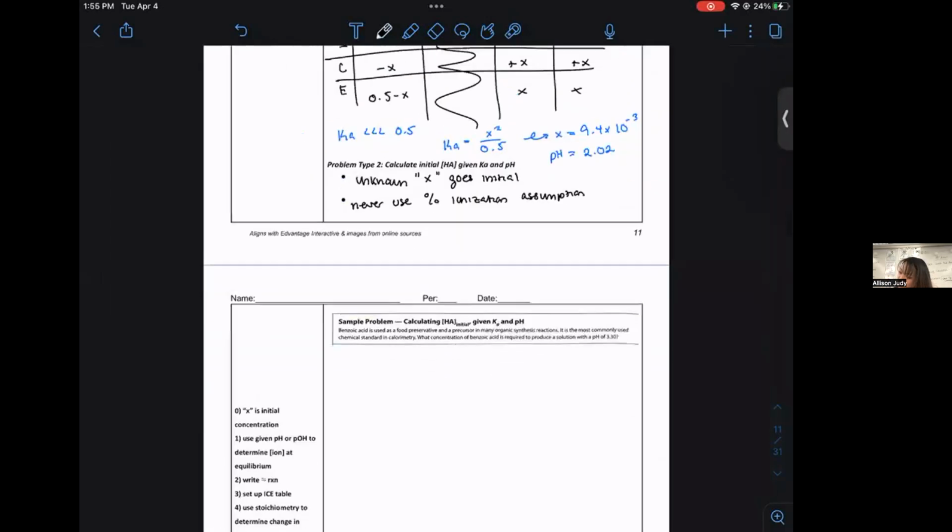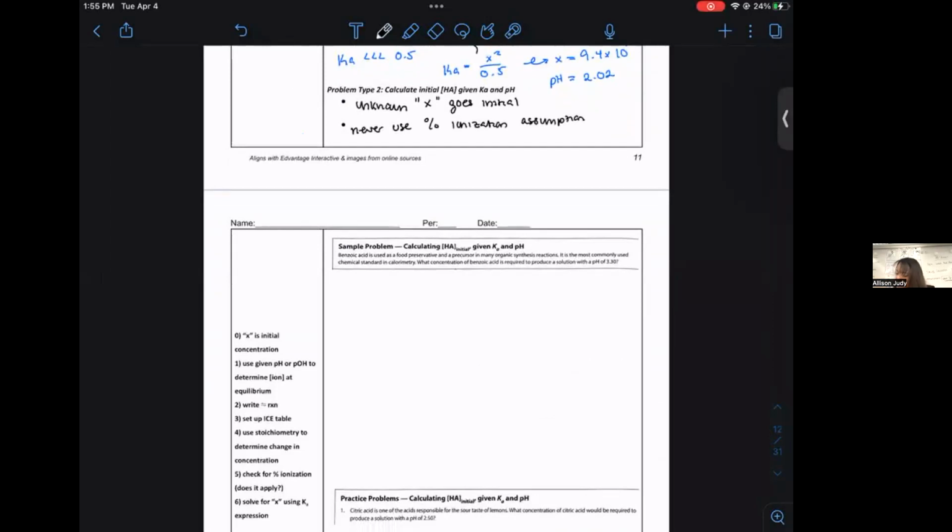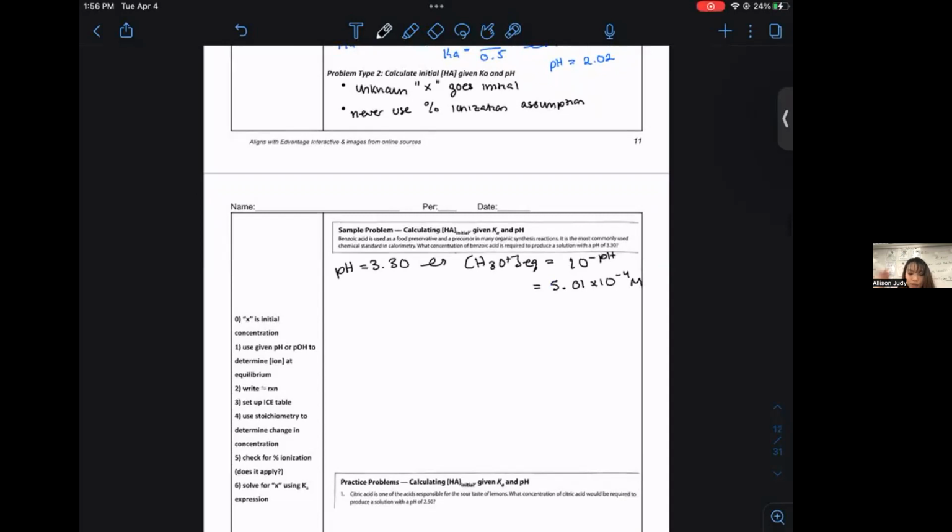So this should sound familiar to problems that we've done previously. Here we have a problem and we're told the pH at equilibrium, the pH of the solution after mixture. So we're going to use that pH of 3.30 to figure out the concentration of the acid at equilibrium by doing 10 to the negative pH. And that gives us a value of 5.01 times 10 to the negative 4 molarity. Okay, that's the equilibrium concentration of the acid.